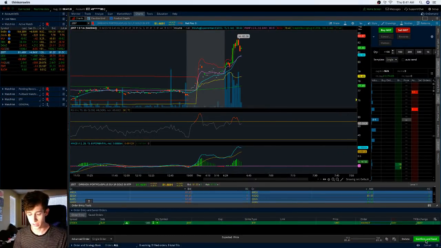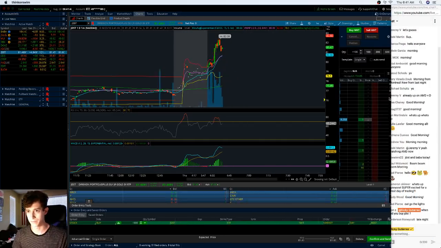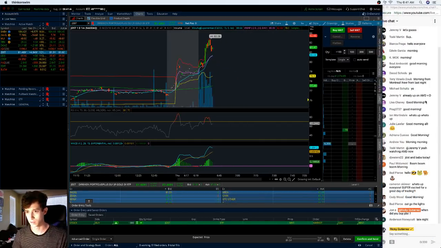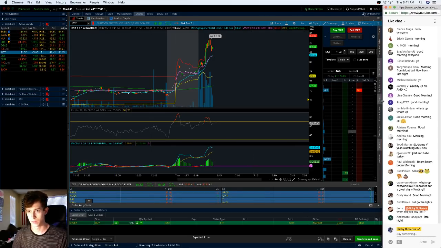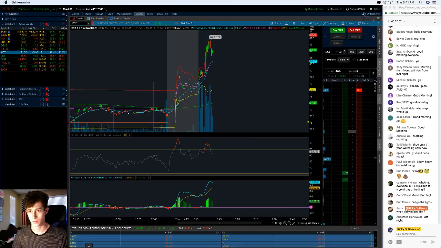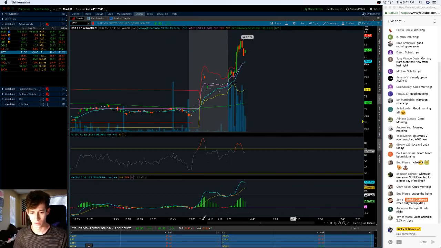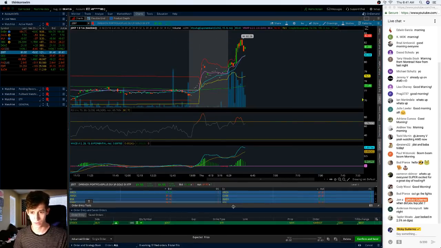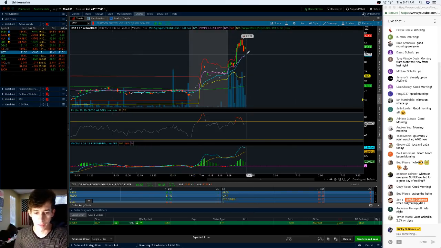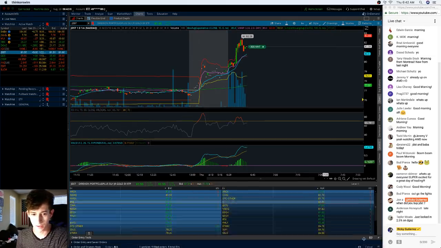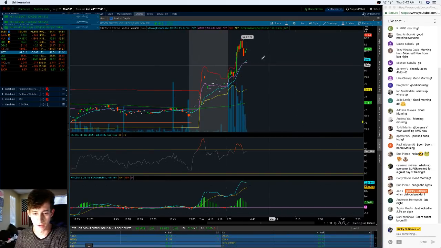Here we go. Catching a support. Is it? Let's check it out. Trying to be patient for that pullback confirmation on JDST. Looks like we're getting a nice little bounce. I'm going to take another position.